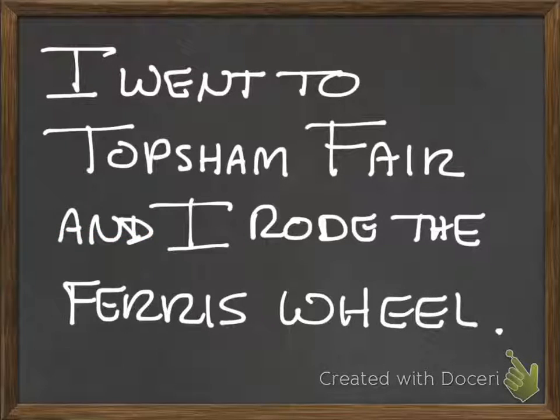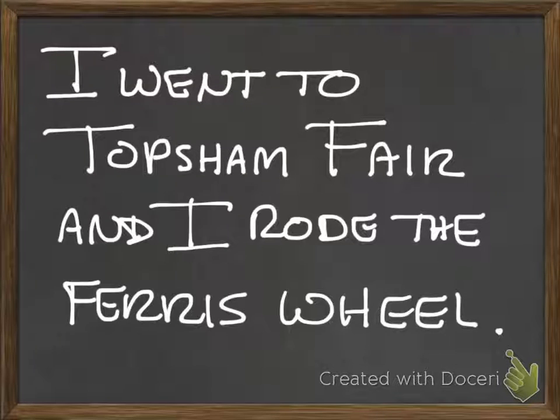Thing is, here's that pesky little conjunction, and. That changes things. When one independent clause is linked to another independent clause by the use of a conjunction, you put a comma after the first independent clause. I went to Topsham Fair, and I rode the Ferris wheel.